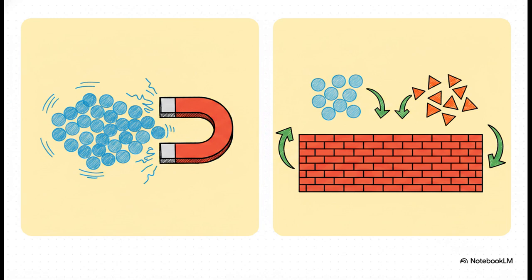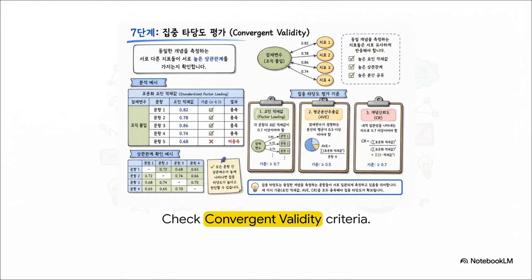The specific questions meant to measure job satisfaction need to act like best friends. They should move together. That's convergent validity. But simultaneously, job satisfaction needs to prove it's an entirely different beast than organizational commitment. They absolutely cannot bleed into each other. That's discriminant validity.